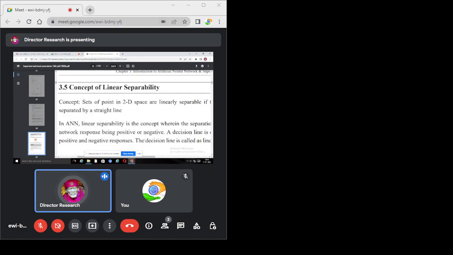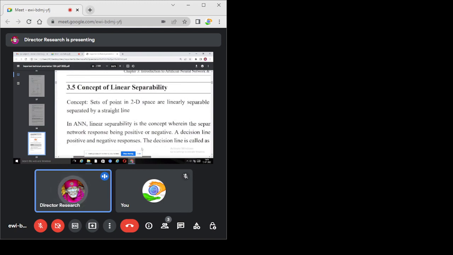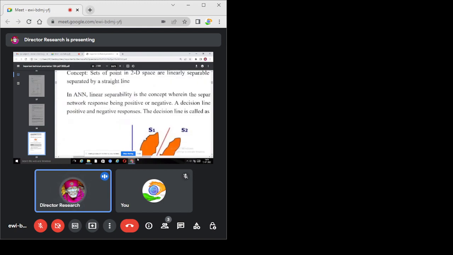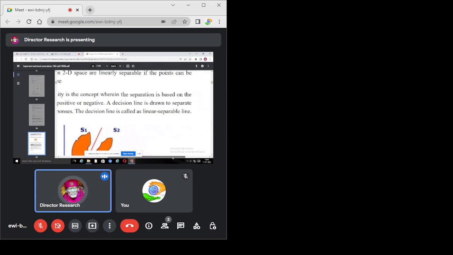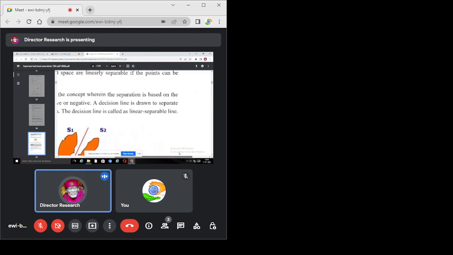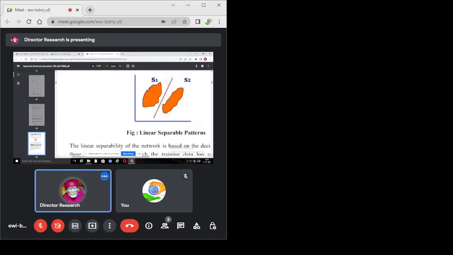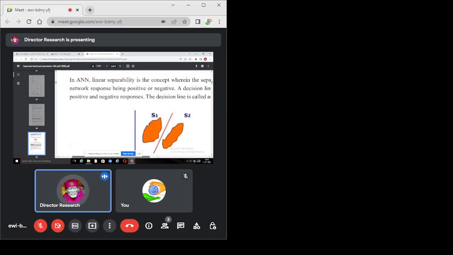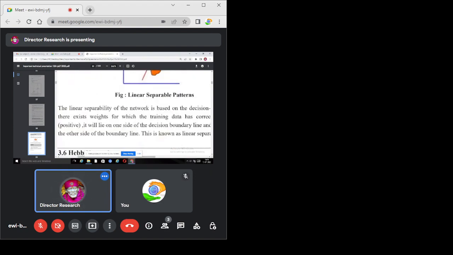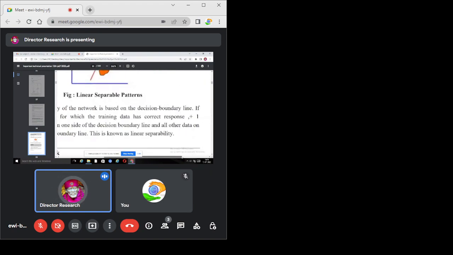Concept of linear separability. A set of points in 2D space is linearly separable if the points can be separated by a straight line. In artificial neural network, linear separability is the concept where the separation is based on the network response being positive or negative. A decision line is drawn to separate positive or negative responses. The decision line is called the separating line. The linear separability of the network is based on the decision boundary line.